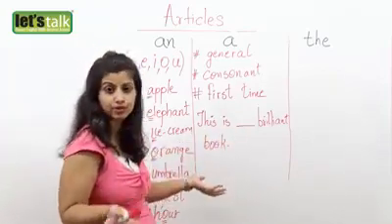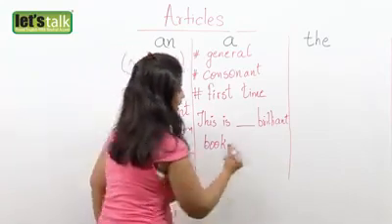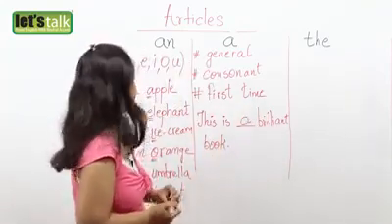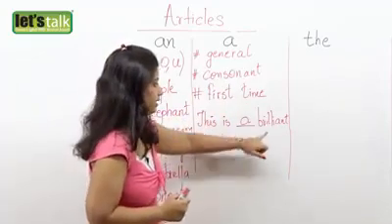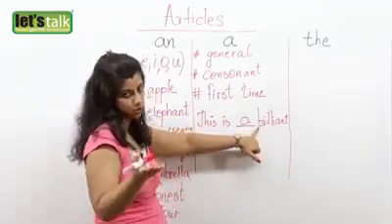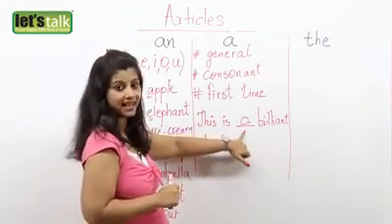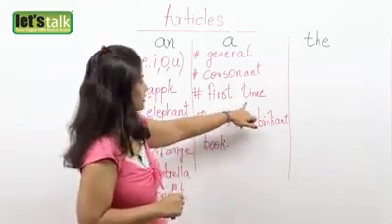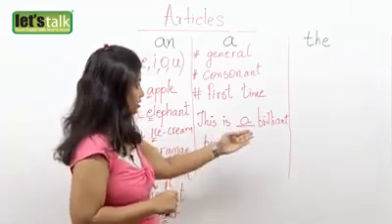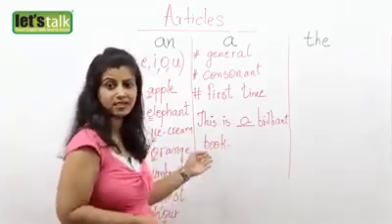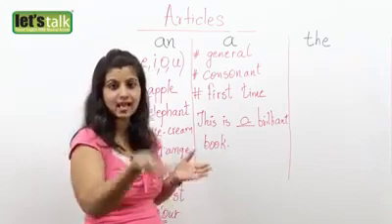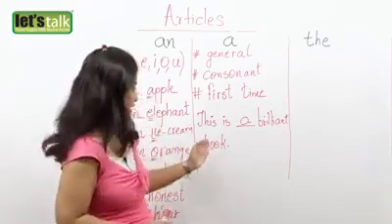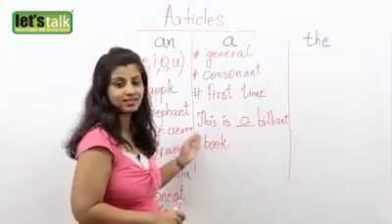I don't know which book you're talking about. So that is why I am going to write a brilliant book. Consonant. Isn't B a consonant? So obviously you are going to use the word a or the article a. First time. I'm talking to you about this book for the first time. In my entire sentence, I haven't mentioned about this book to you before. So that is why this is a brilliant book.